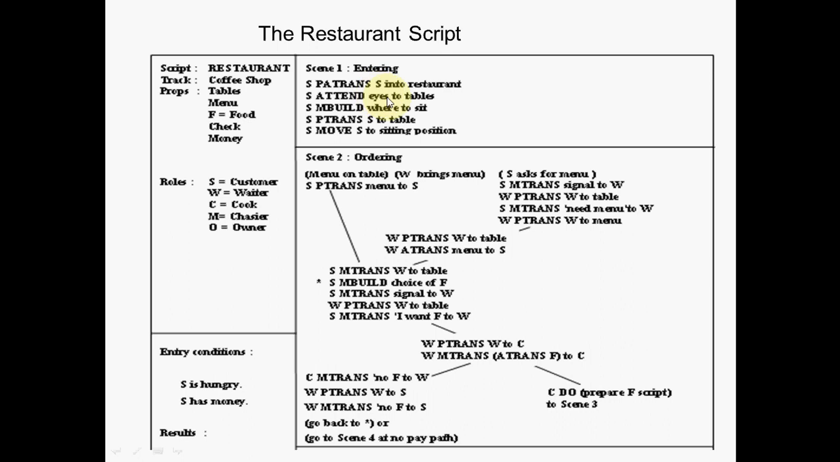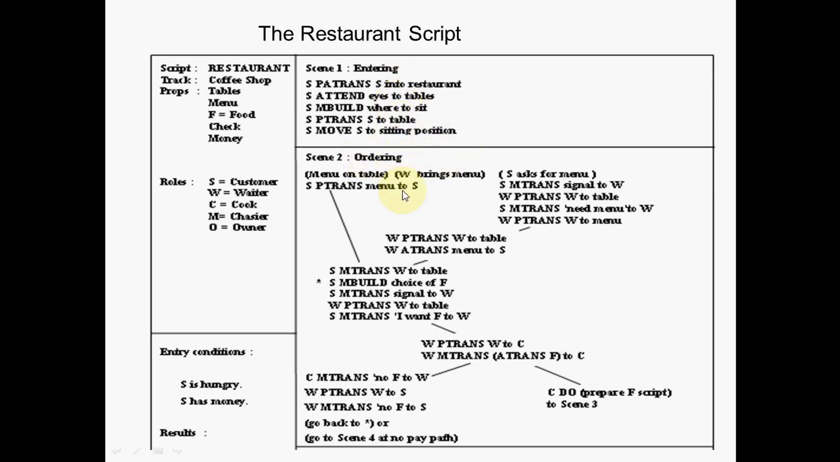You see three different tables. Then you build an MBUILD, deciding where to sit. You decide by seeing the different tables. Then S PTRANS S to the table, so you move yourself to that particular table, and S moves S to the sitting position. Then you move your body parts like legs and hands so that you are comfortably sitting in the sitting posture or position. This is entering the restaurant.